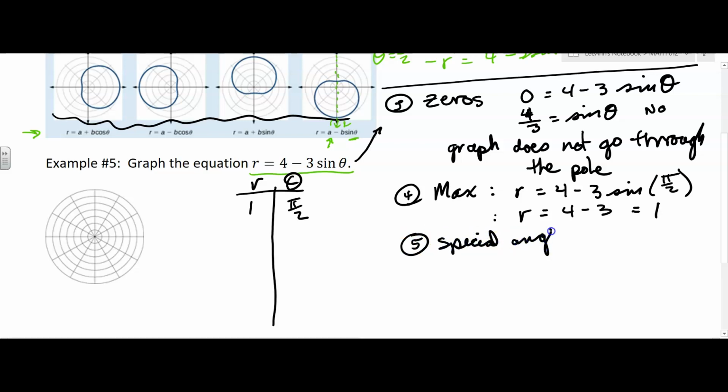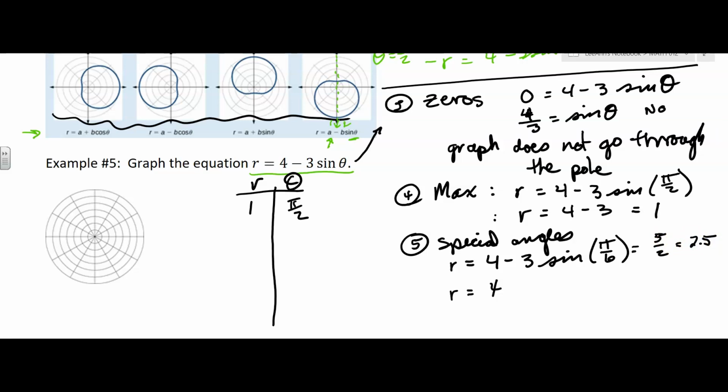So let's go ahead and do a few. Let's do pi over 6. And you can just put that in a calculator. We know sine of pi over 6 is 1/2. So you get 3 over 2. 4 is 8 over 2. So what do you get? 5 over 2. But you could figure that out algebraically. So let's go with a decimal for 5 over 2, 2.5.